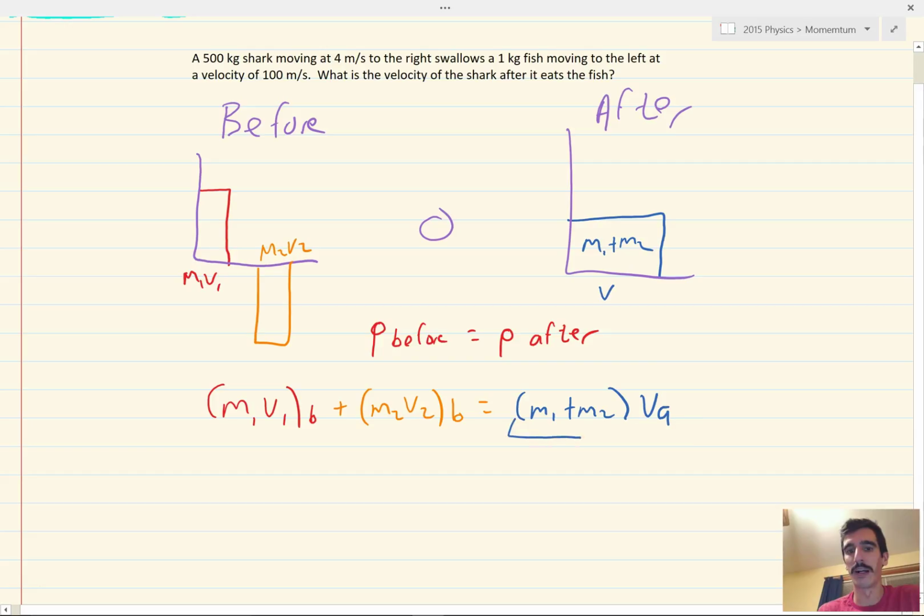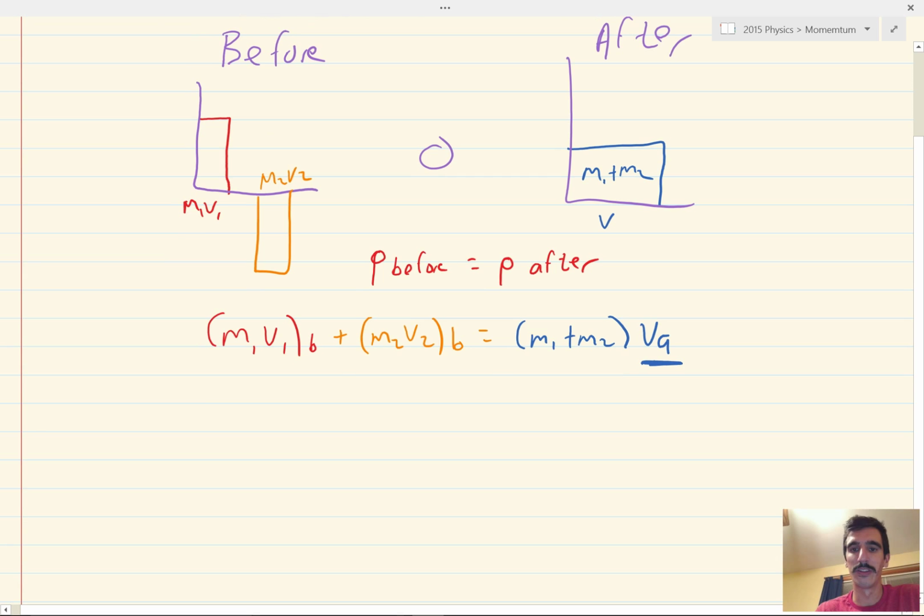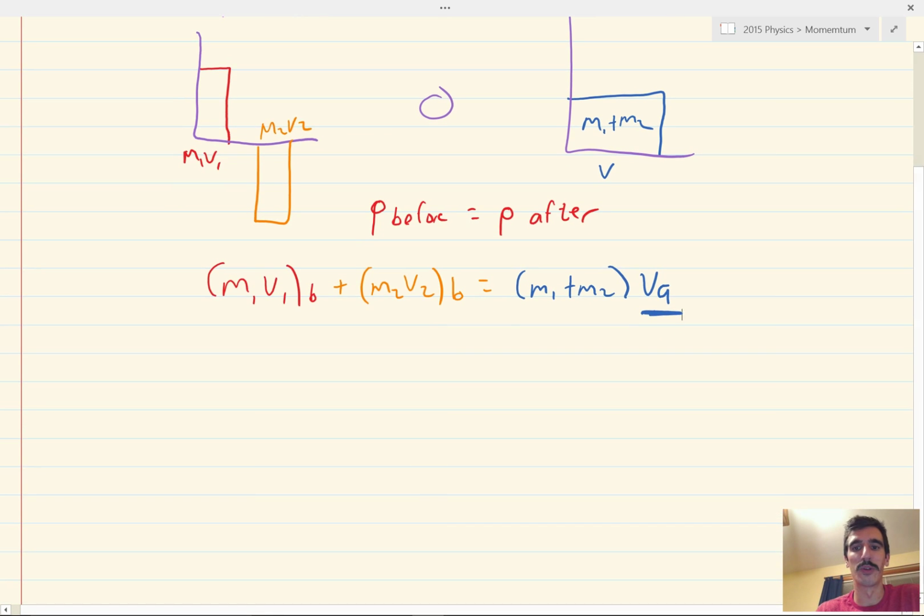The reason the masses are combined is because the shark eats the fish, so the mass of the system is combined. So we're solving for the velocity after of the combined shark and fish. To do that, all I have to do is divide by M1 plus M2. So V after is equal to M1V1 before plus M2V2 before over M1 plus M2.